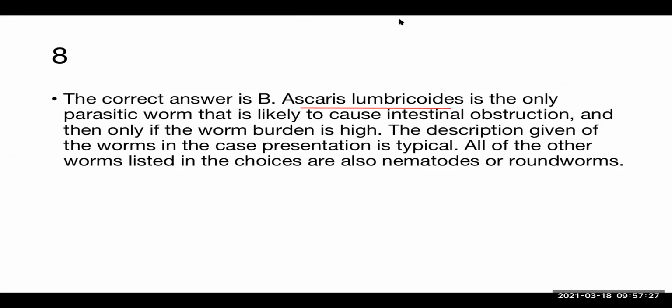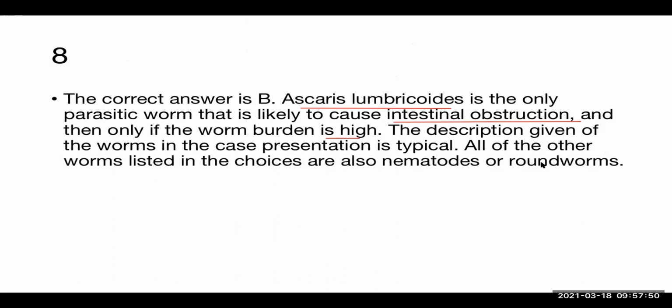Ascaris lumbricoides is the only parasitic worm that is likely to cause intestinal obstruction, and then only if the worm burden is high. When they are high, they form a ball-like mass, and that ball-like mass may obstruct the intestinal flow. The description given of the worm in the case presentation is typical.